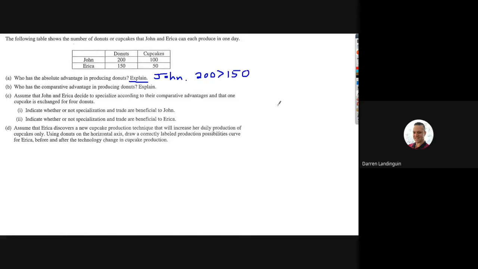So again, follow my lead here, write in these answers so you have it as a reference point, especially when you're working on the material today, which will be all about this. The second question, letter B, says, who has the comparative advantage? Now that, of course, is something that we've been looking at, how to solve those problems.